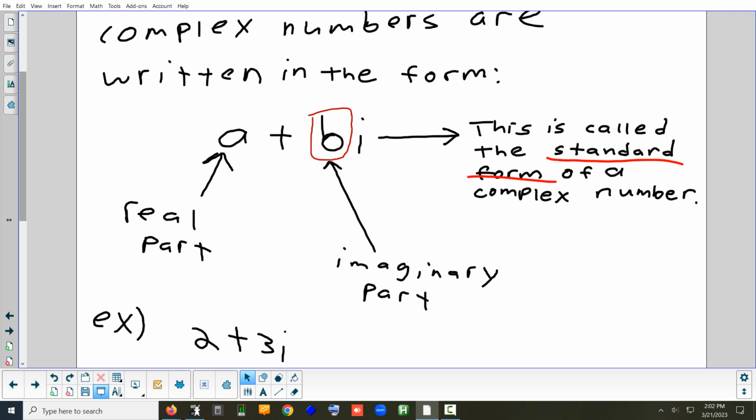In that number that I wrote down, 2 plus 3i, we would say that the real part is 2, and the imaginary part is 3. So the real part is 2, and the imaginary part is the number in front of the i. That's 3.